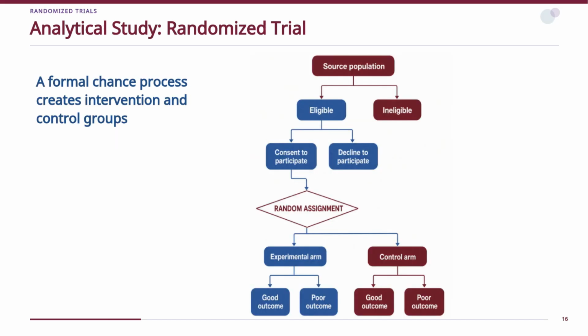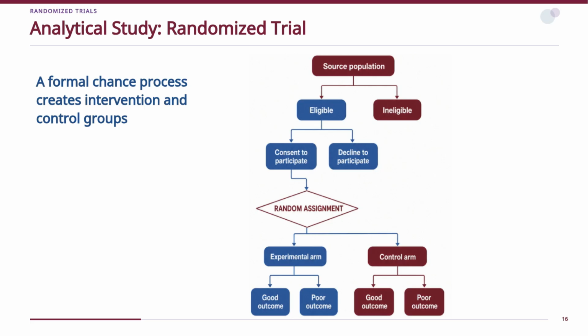A randomized trial is an analytic study that uses a formal process to create an intervention group and a control group. Researchers start with a source population and identify people who are eligible for the study. Eligible participants are then asked for informed consent. Those who agree to participate are randomly assigned to either the experimental group or the control group.